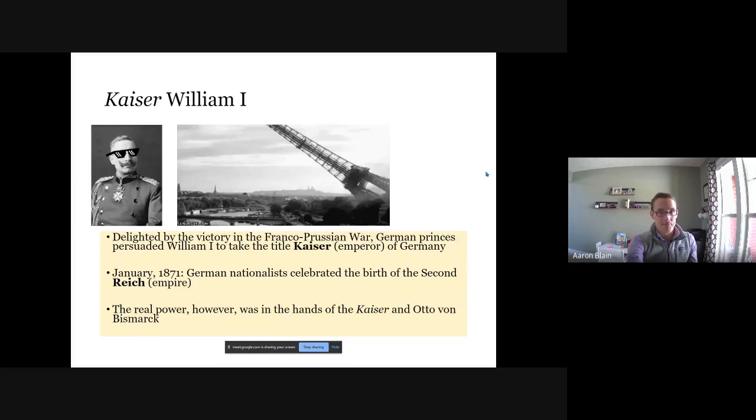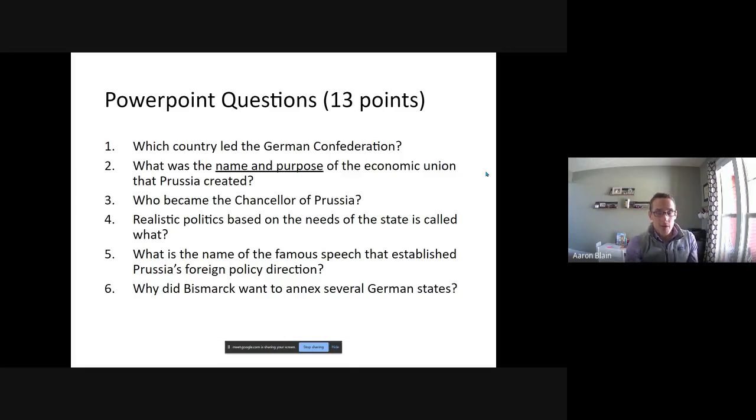All right, so it's kind of a recap for you. This is just pretty simple. Which country led the German Confederation? Try to answer that on your own there. What was the name and purpose of the economic union that Prussia created? Who became the Chancellor of Prussia? Realistic politics based on the needs of the state is called what? Five, what's the name of the famous speech that established Prussia's foreign policy direction? And then six, why did Bismarck want to annex several German states?